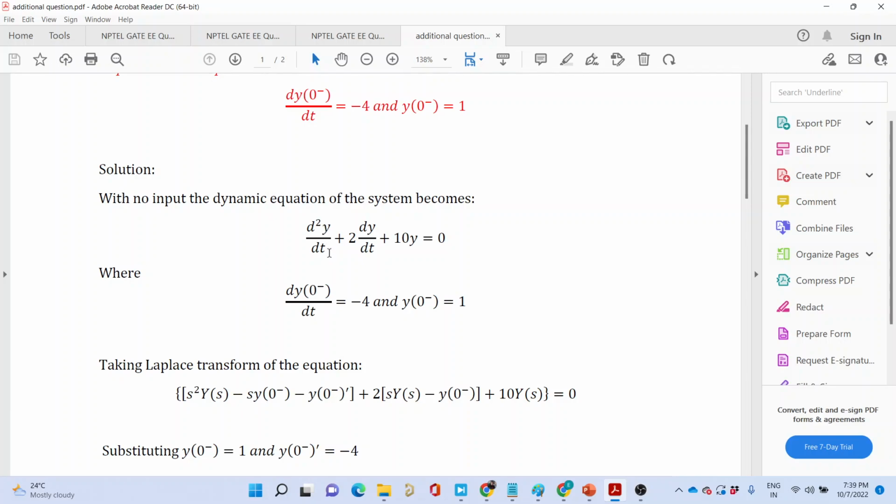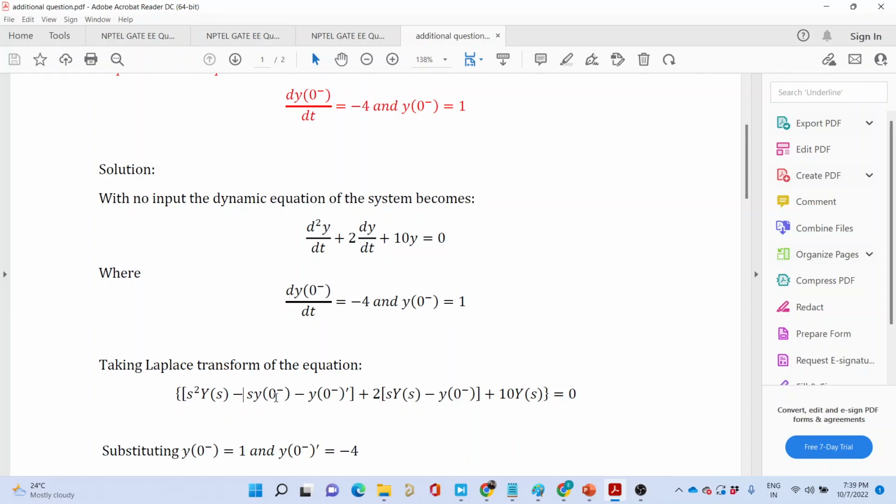So d2y by dt2, the double derivative of y(t). What is the Laplace transform of the double derivative of y? Navkirti? Sir, I forgot the formula. How can you forget all these things? These are basic things. So s squared Y(s) would be the answer when there are no initial conditions.